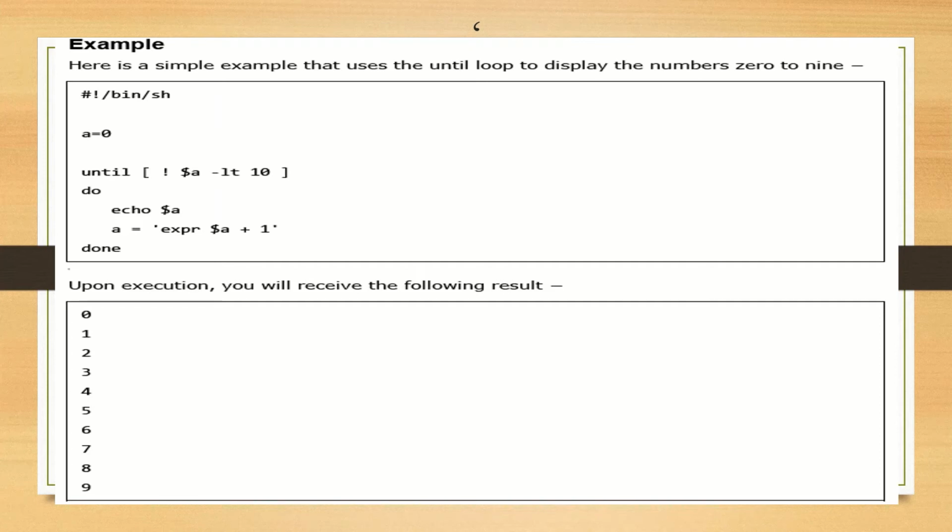If a is 0, 0 is less than 10, then print a, and then increment a is equal to a plus 1. Then 1 is checked: is 1 less than 10? Yes. Like that it checks all the numbers and finally prints the values. The last value is 9. That terminates the loop.